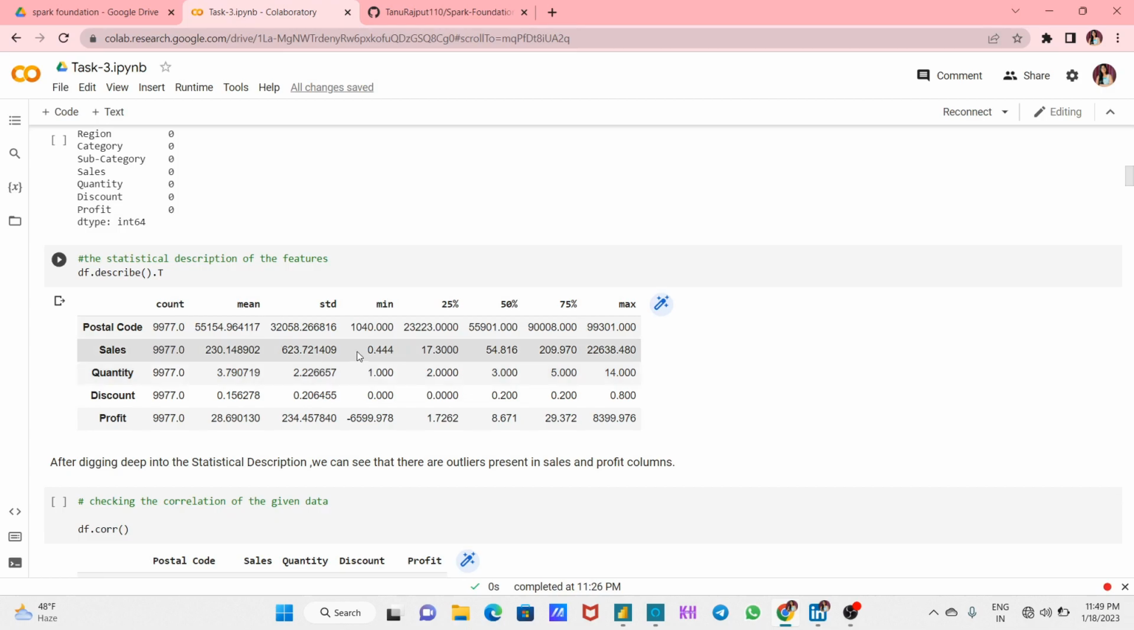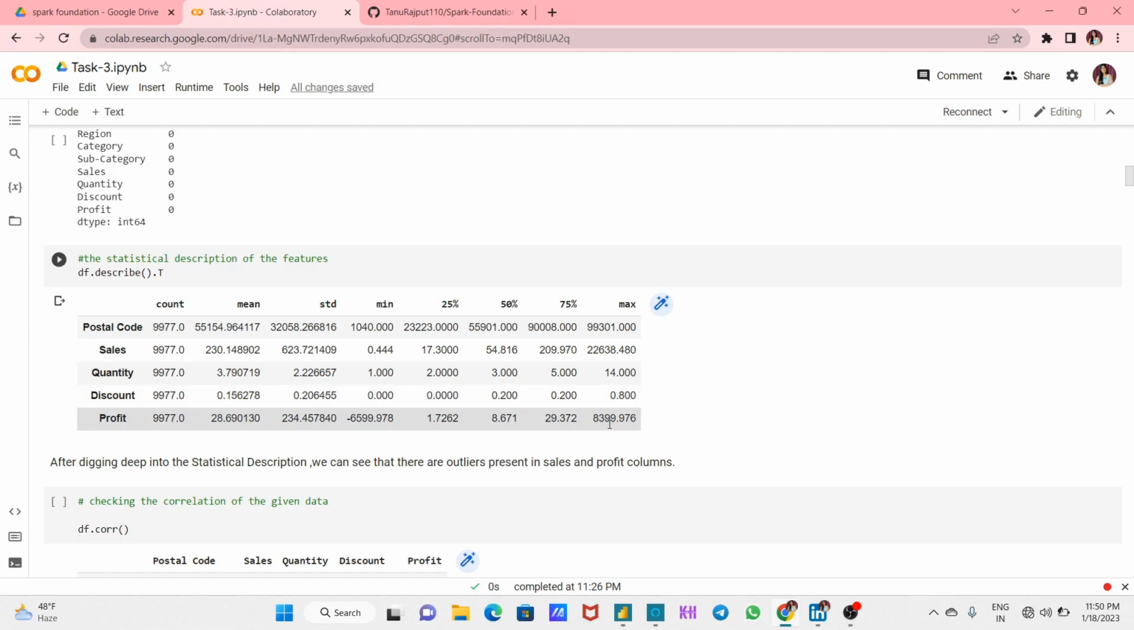See, in the sales column, we have minimum sales 0.4, 25% is 17.3, 50% is 54.8, and 75% is 209. But then suddenly it increases to 22,638, the maximum. From 75% to maximum there is a huge difference, so we can see that there may be some outliers present in this column. For quantity there is no outlier, for discount again there is no outlier, but for profit again we have a huge difference between the 75th percentile and the maximum.